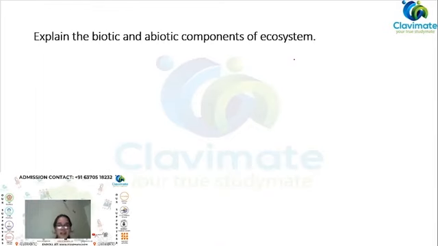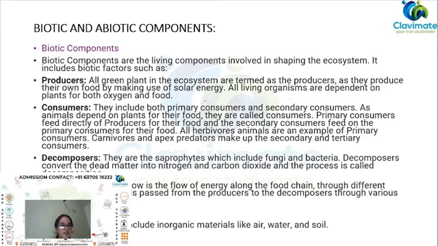Explain the biotic and abiotic components of ecosystem as mentioned earlier. See, the biotic components are the living components involved in shaping the ecosystem. First, the producers. We all know that green plants which can provide the food are considered to be the producers. Next, consumers, which include both primary consumers and secondary consumers. As they depend on plants for their food, they are called consumers.